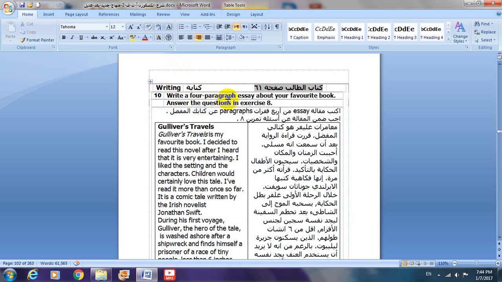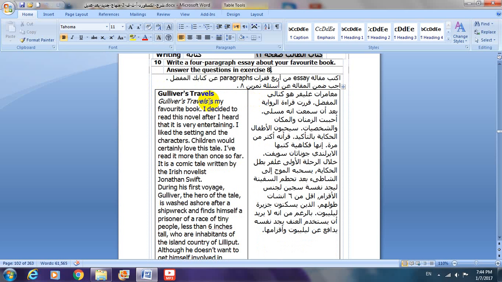Then write a 4-paragraph essay about your favorite book. Answer the questions in the exercise. Gulliver's Travels. Gulliver's Travels is my favorite book.